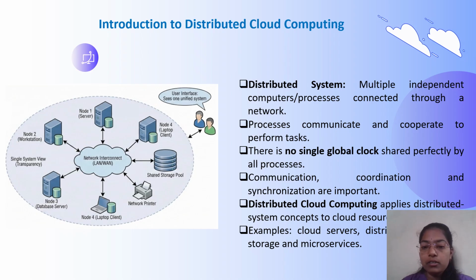One important thing here is the computers are independent and they communicate with each other through messages and they coordinate their activities. In simple words, distributed cloud computing allows multiple computers to work together like a team to provide reliable and scalable services.